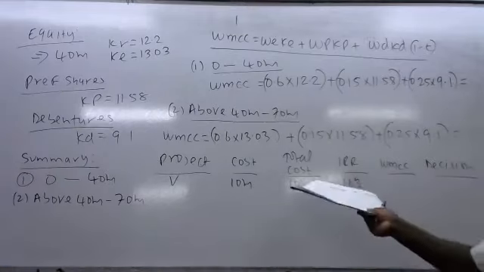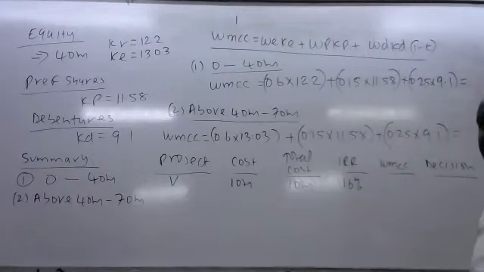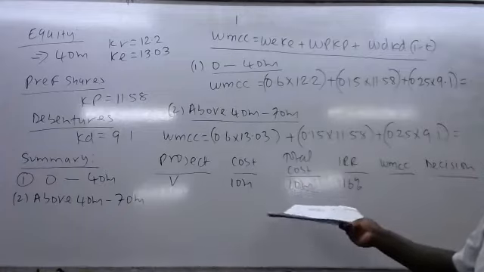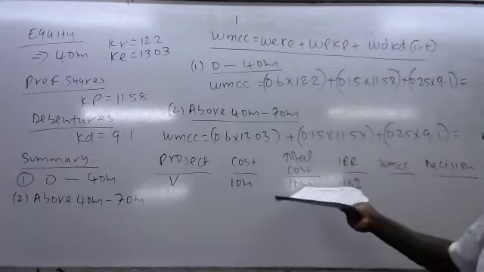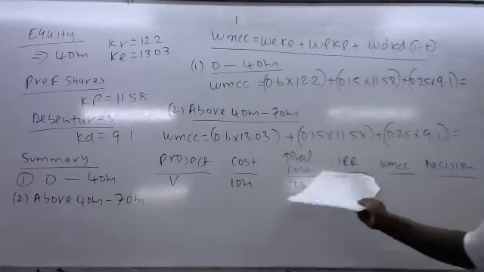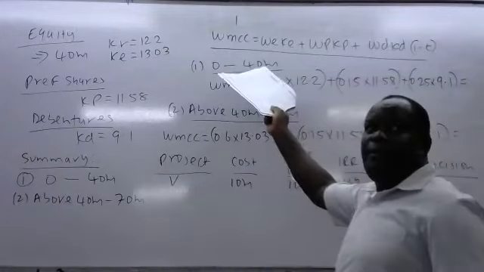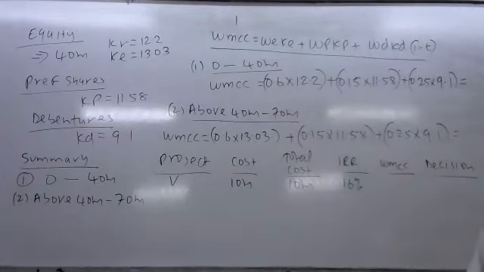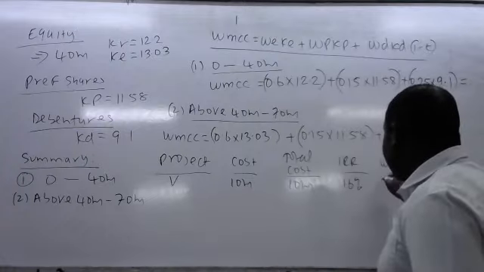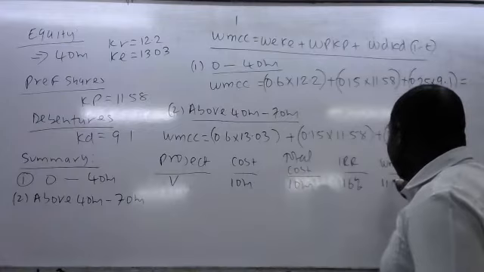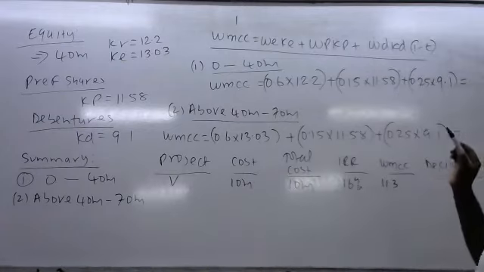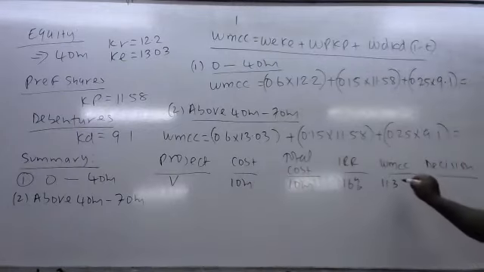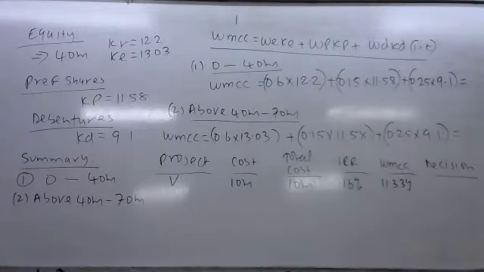So we use this total cost to identify the WMCC. This total cost is 10 million, and 10 million is between 0 and 40 million. So what was this WMCC between 0 and 40 million? It is 11.33 when rounded off to 2 decimal places. So that is now our WMCC.